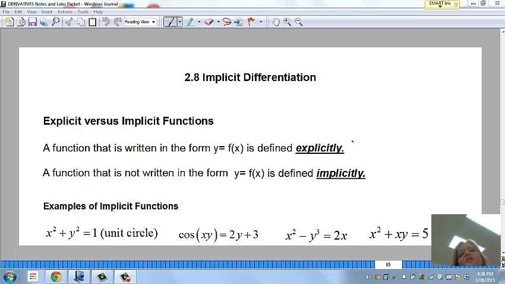Okay, this is one of my favorite videos to do. It's on implicit differentiation. I'm going to discuss what implicit differentiation is and go right to some practice problems, because that's the quickest way to do it.